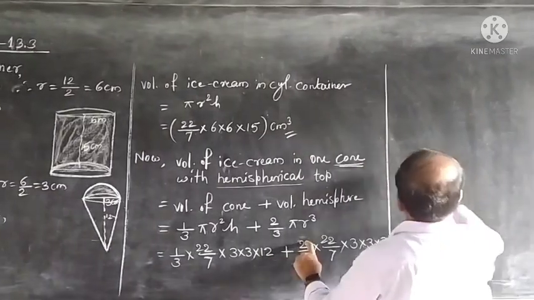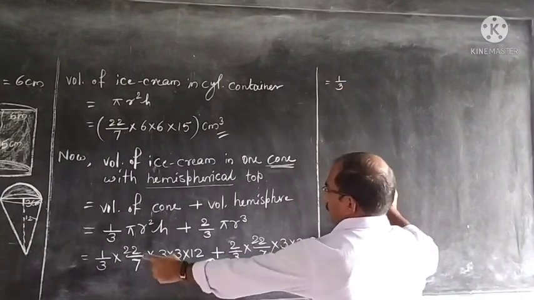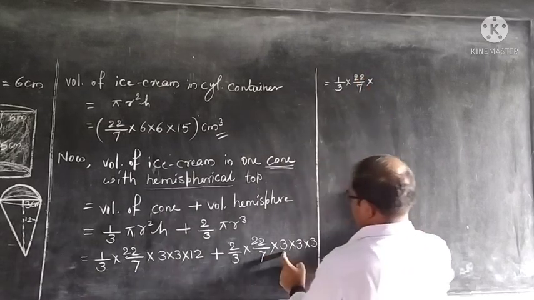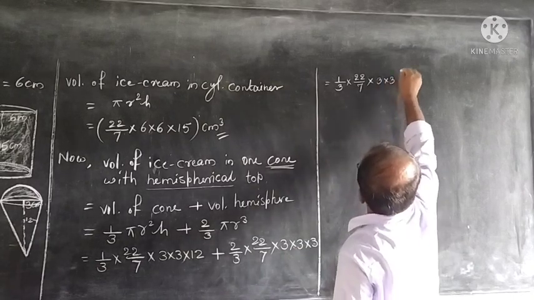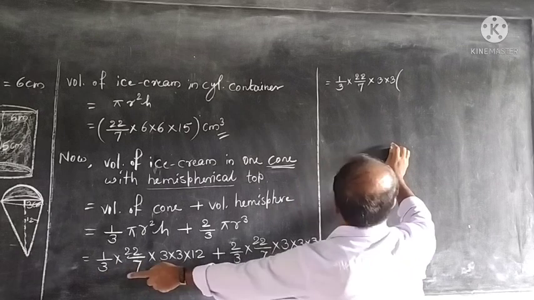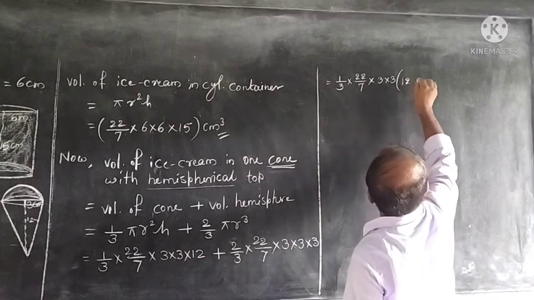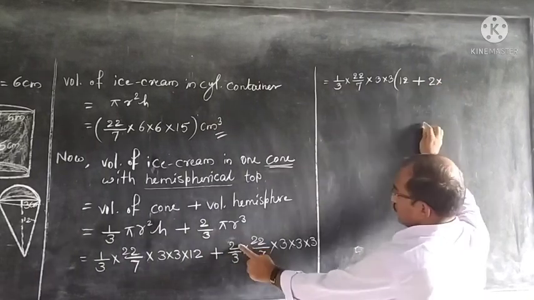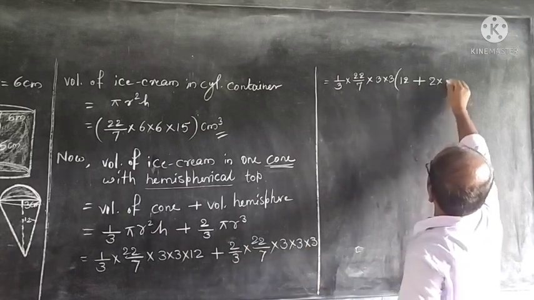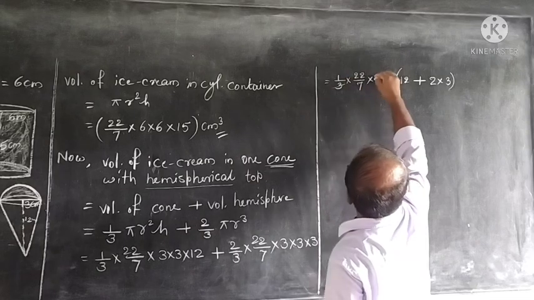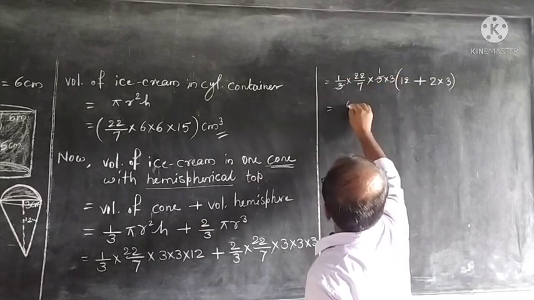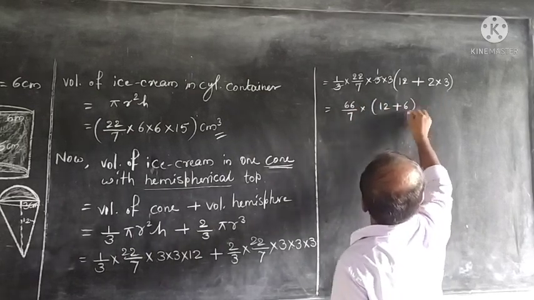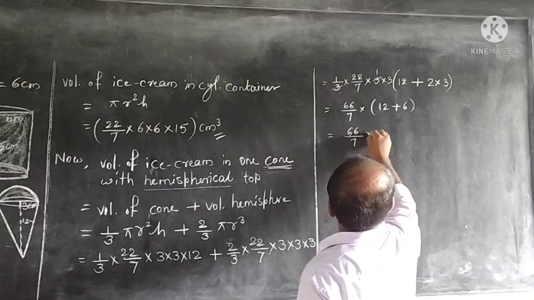1 by 3, 2 by 3. So, we can take common 1 by 3. 22 by 7, 22 by 7, we can take common 22 by 7. 3, 3, 3, 3, we can take common 3 into 3. Then see carefully what is remaining. 1 by 3 is out, 22 by 7 out, 3, 3 out, 12 is remaining in the first place, plus 2 by 3, we took common 1 by 3. So, 2 will remain, 22 by 7 is out, 3, 3 out, another 3 is remaining. Here we can cut 3, 3 ones are 22 into 3, 66 by 7 into 12 plus 3 2s are 6. We get 66 by 7 into 18.